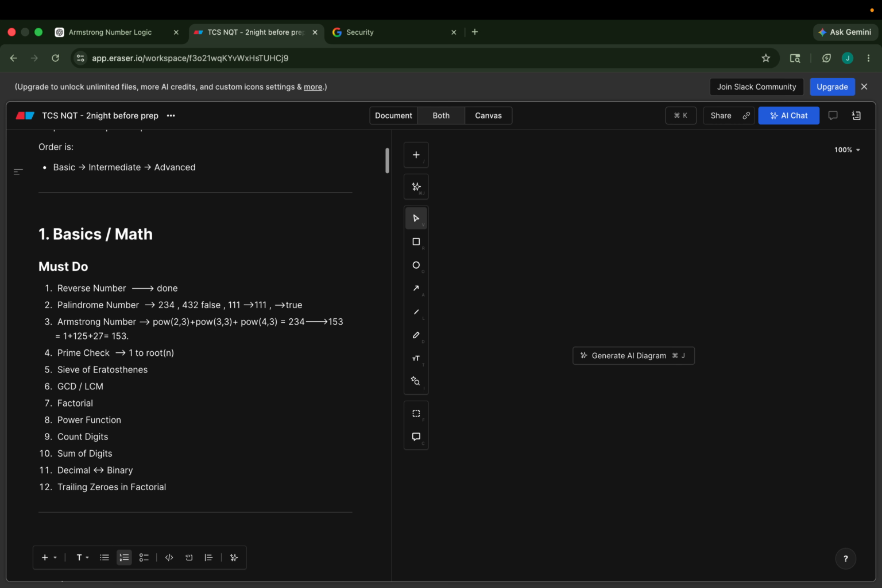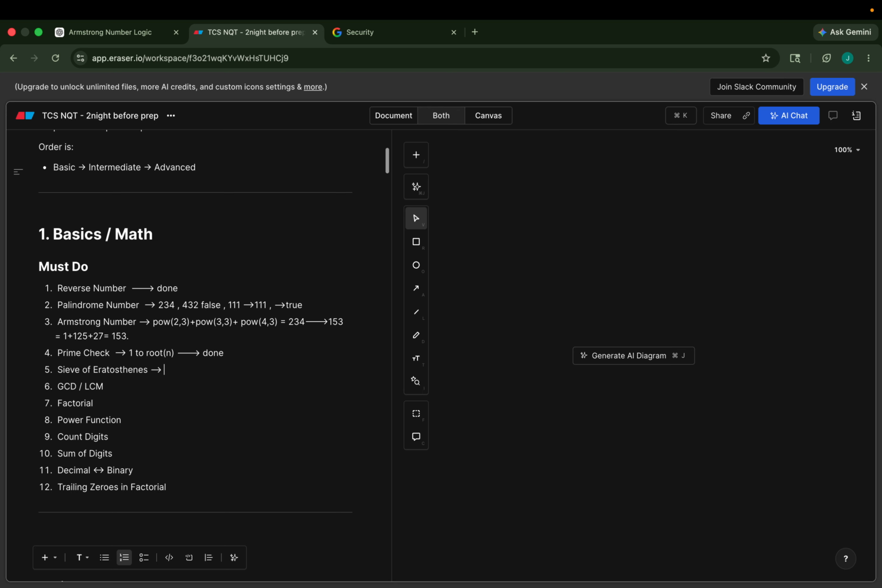I'll run a loop from 1 to root of n. Root of n, I could simply say i into i is less than n, or sometimes we use less than or equal to also. If that number gets divided by any of these from 2 to this, then we'll return false, otherwise we'll return true. I think that is the easy part. I will not write it.